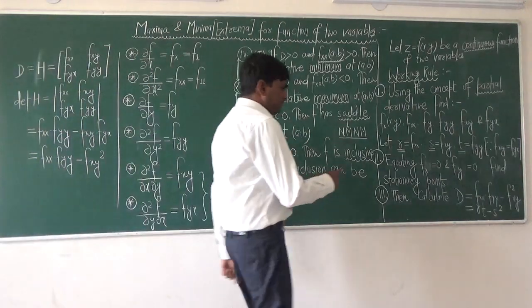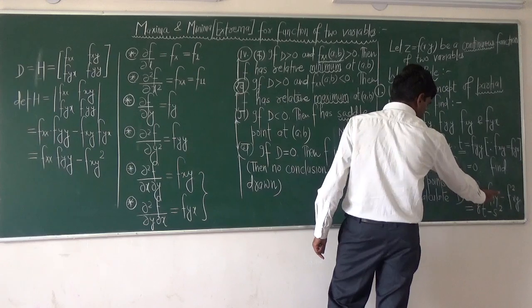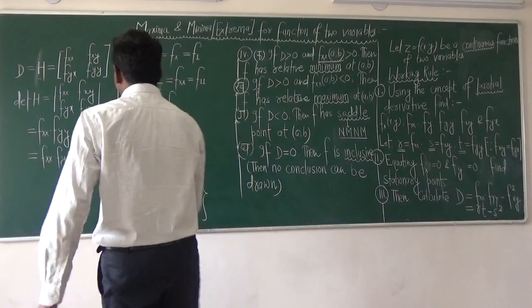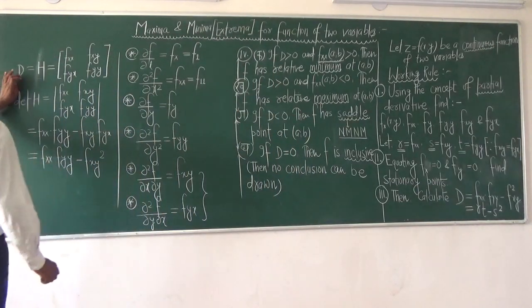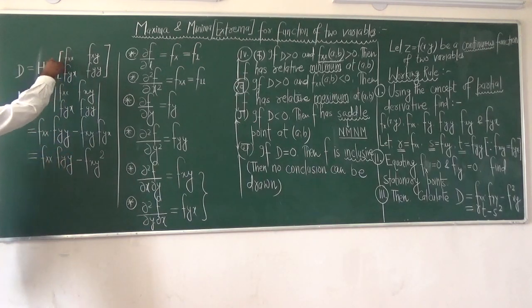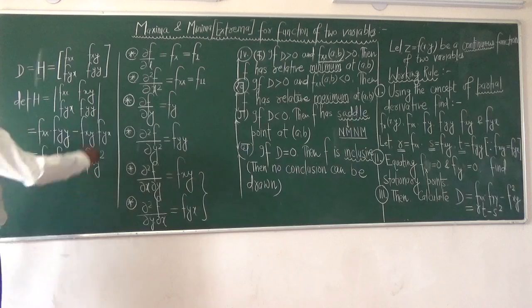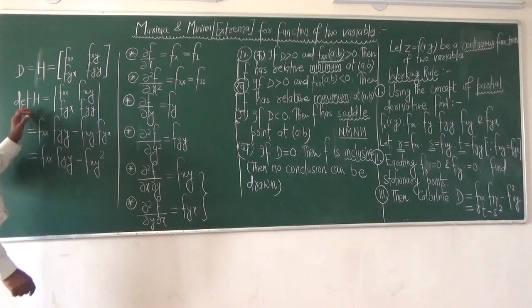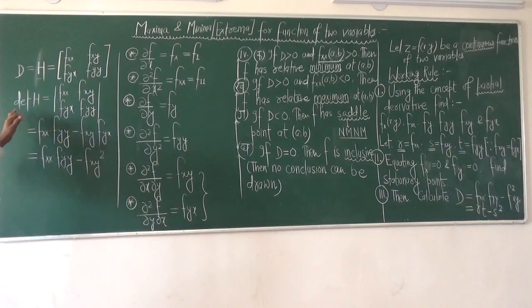Here we calculate D this way: f_xx into f_yy minus f_xy squared. This D can be calculated in another way. This discriminant may be calculated as a Hessian matrix. The Hessian matrix is denoted by capital H. We form a square matrix of second order by writing f_xx, f_xy, f_yx, f_yy. Then we calculate the determinant value of this Hessian matrix, det H.